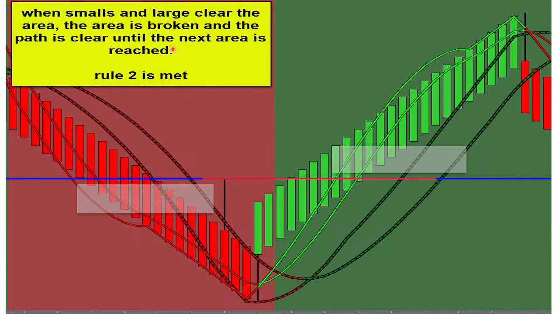So what you're going to find is that every time you reach a line, it's going to be a termination condition, at least in the moment. And then you're going to have to go through that process of being patient, waiting to see what happens. It's either going to bounce or it's going to break.